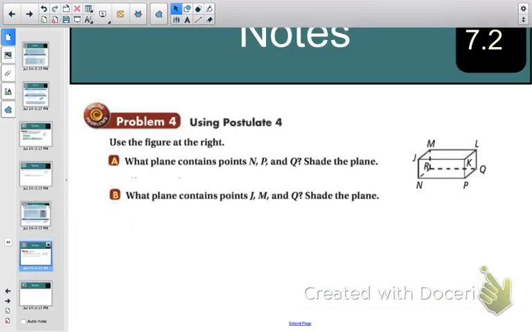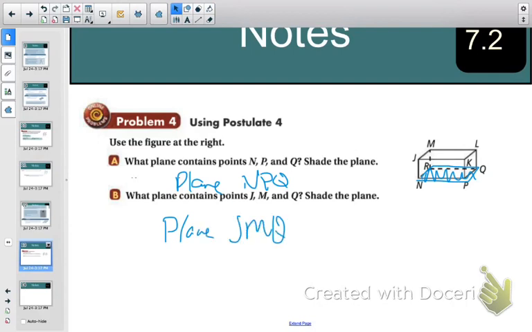Okay, and then looking at this, what plane contains points N, P, and Q? And shade the plane. So N, P, Q is here, so that's going to be that bottom plane there. So you could just say plane NPQ, but it is that bottom plane. What plane contains J, M, and Q? Well, it's going to be plane JMQ.